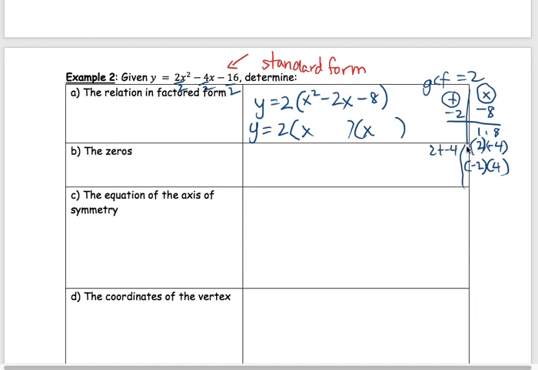Okay, all right, so we have our two numbers. Let's write them in. So it's positive 2 and the negative 4. All right, there is our factored form for this relationship. It's standard form here, factored form here. Okay, so from there, everything else is review.